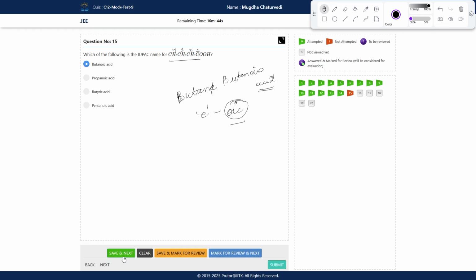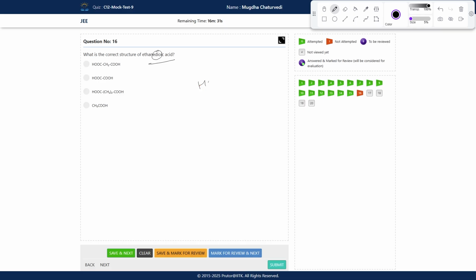Let us see the next question. It is asking, what is the correct structure of ethane dioic acid? Over here, again di is coming. Di means 2 carboxylic groups must be present. If there are 2 carbon atoms, the root word is ethane. And since di is coming, that means 2 carboxyl groups must be present. So the correct option will be the second option. For ethane dioic acid, the correct structure will be this.